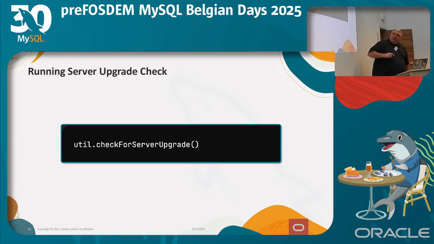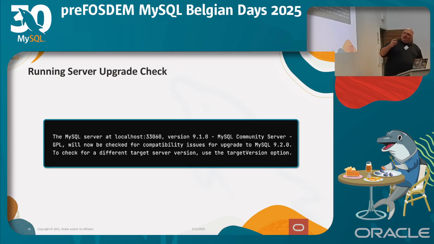So when you run util.checkForServerUpgrade, again, if you want to pass in some options, you can. And I said one of them is target version. You'll get a message that says the server located at localhost:33060, because that's what I was connected to, running 9.1, is now being checked for compatibility issues with 9.2. To check a different target version, use the targetVersion option. I love how verbose some of the messages are in MySQL Shell because it makes it really easy to figure out when you've done something wrong, which I tend to do a lot.